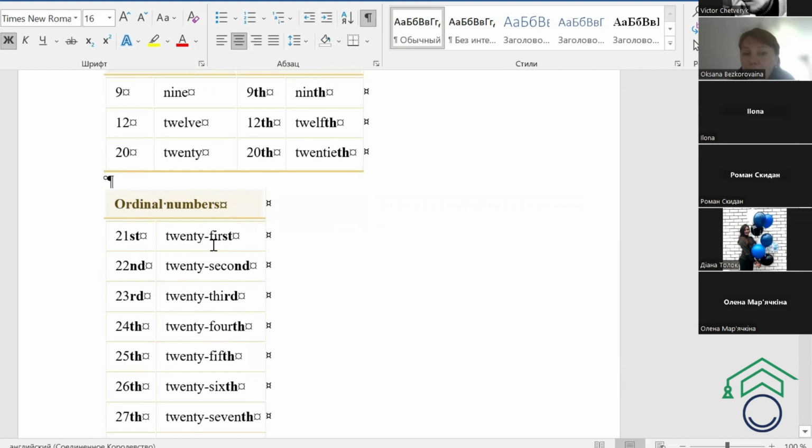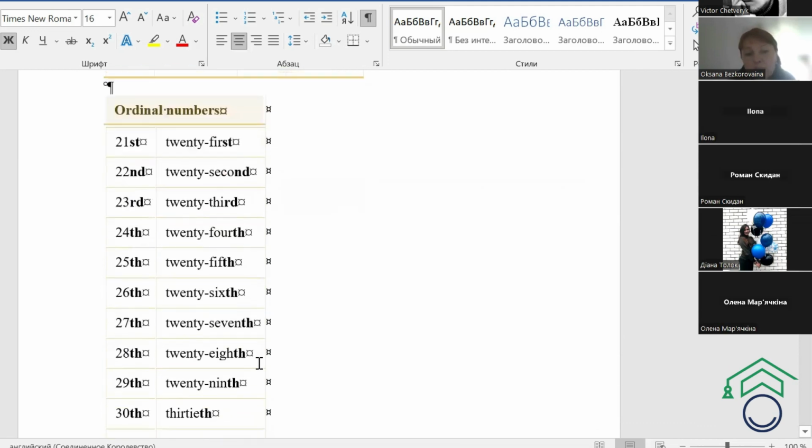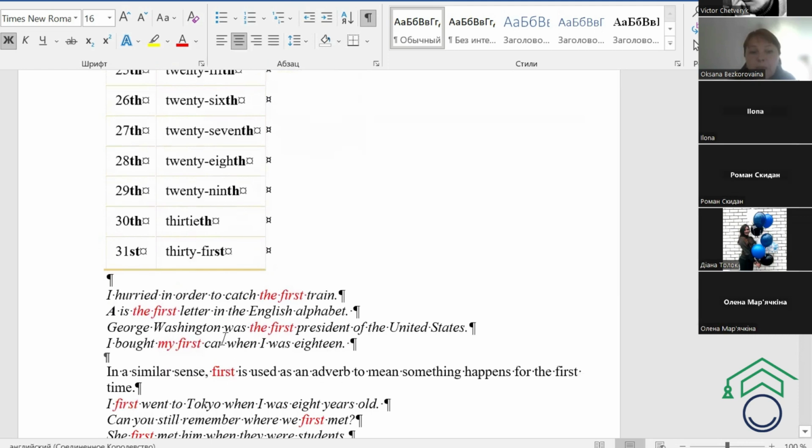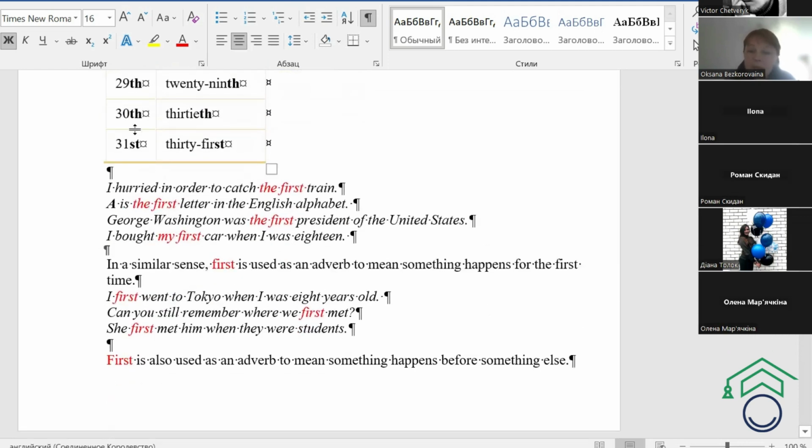So, we also use a hyphen when we write compound numbers. The 21st, the 22nd, the 23rd, and so on and so forth. So, we should pay more attention to the word first. When it is an ordinal number, it is used with the article the. Якщо це порядковий числівник, да, ми використовуємо артикль the з цим словом.